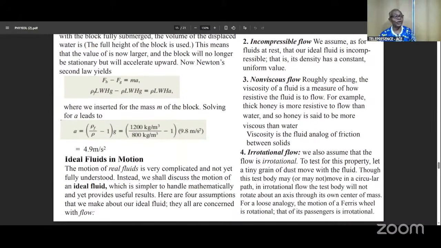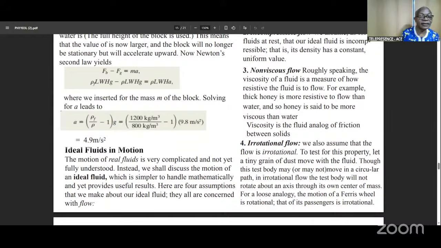Can we have what we call real fluids? Real fluid theoretically may be difficult to discuss. What we can discuss is what we call the ideal fluid, because it is simpler to handle mathematically and yet able to get results.